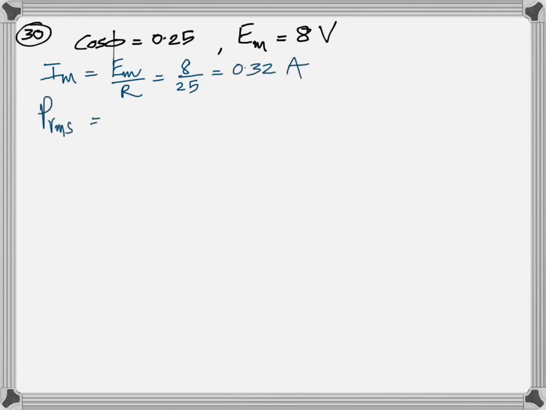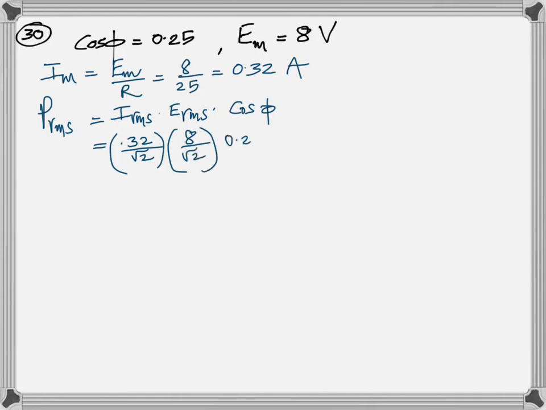And then PRMS, or average power. PRMS means average power. That's the formula: IRMS times ERMS times cos phi. Now all you have to do is plug it into that, 0.25, and you get 0.32.